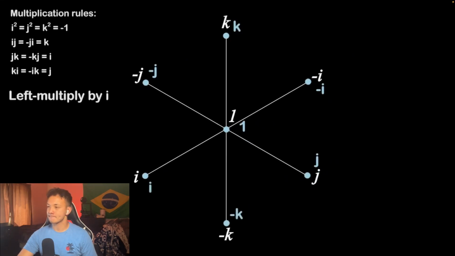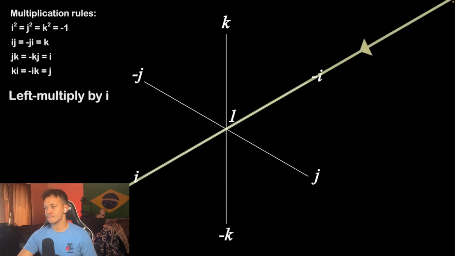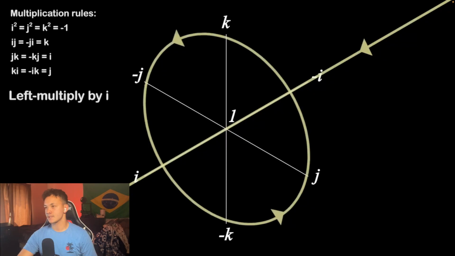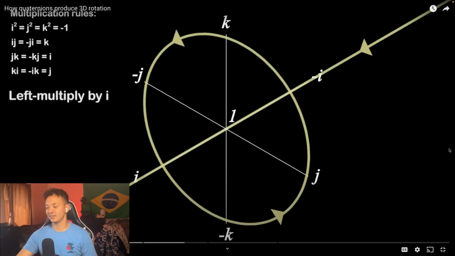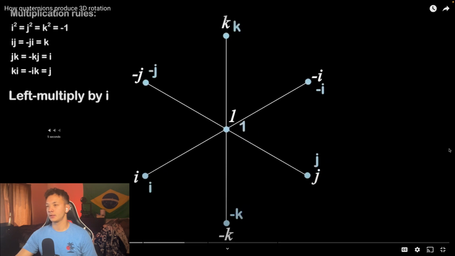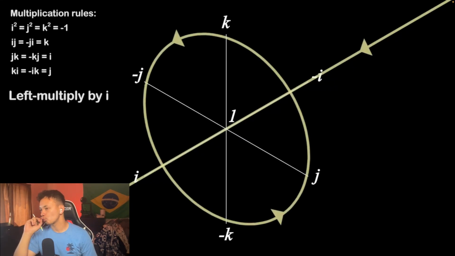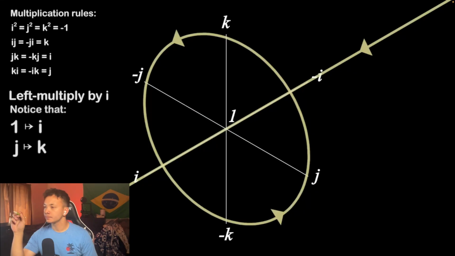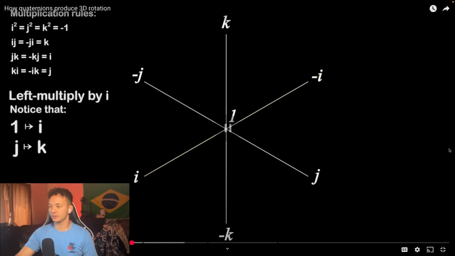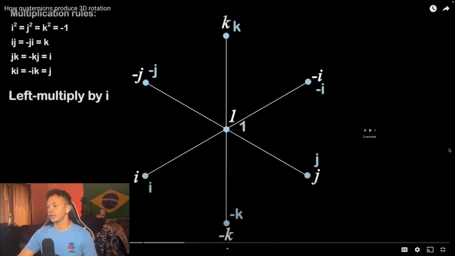It rotates the circle passing through 1 and I, as well as rotating the perpendicular circle that passes through J and K. Does it? Seems like it's the same. Maybe I'm just not picking up on something. Let's keep watching. Such that 1 gets mapped to I, and J gets mapped to K. Does it though? Let's pause. So let's see that. Yeah, maybe I wasn't paying attention.